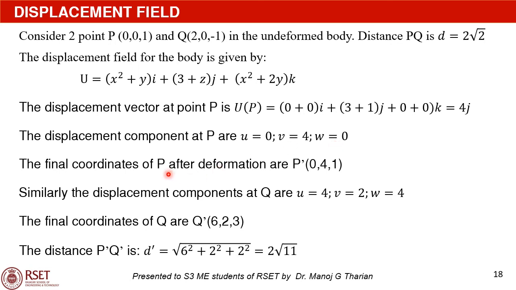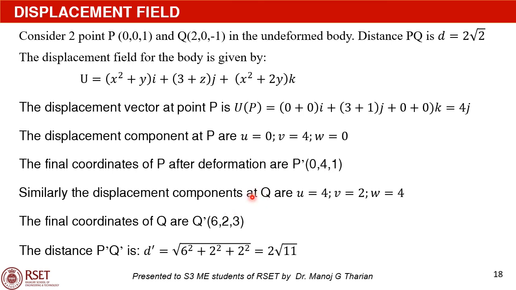The final coordinates of P after the deformation, that is, after deformation P takes a new position P dash, and its coordinate values are obtained by adding these displacement components to the original coordinates of P, and we obtain the coordinates of P dash as 0, 4 and 1.